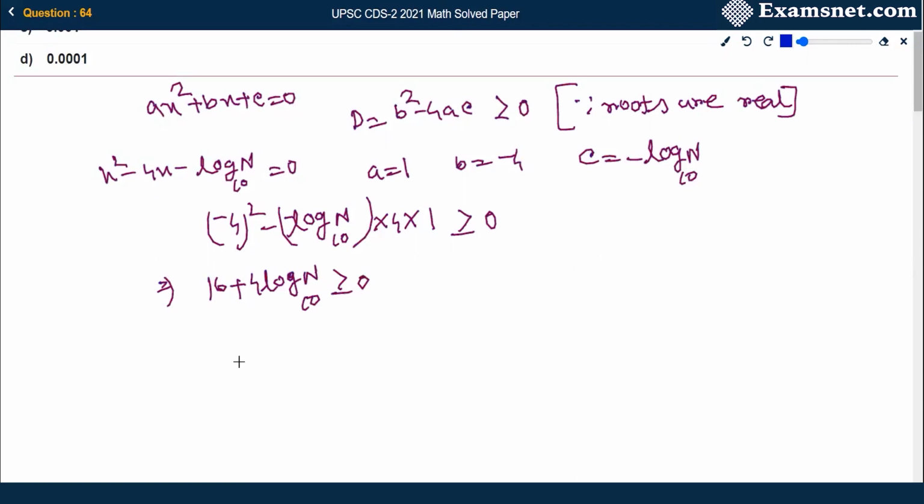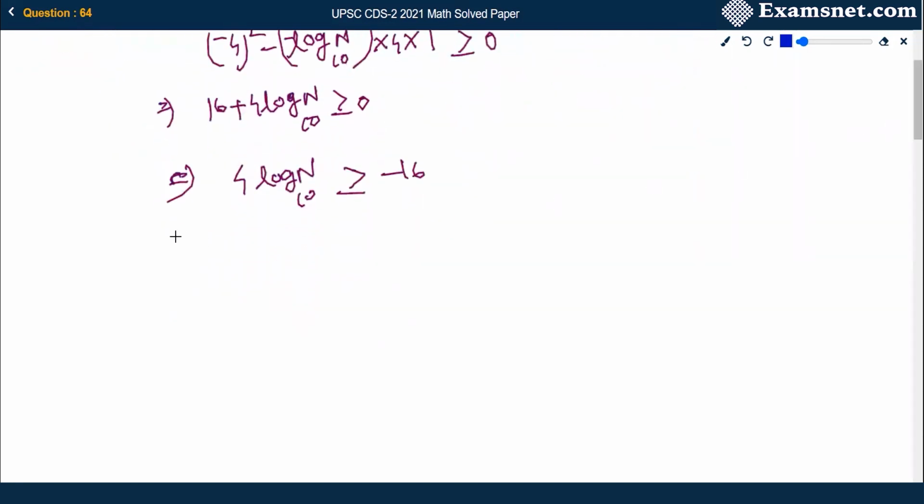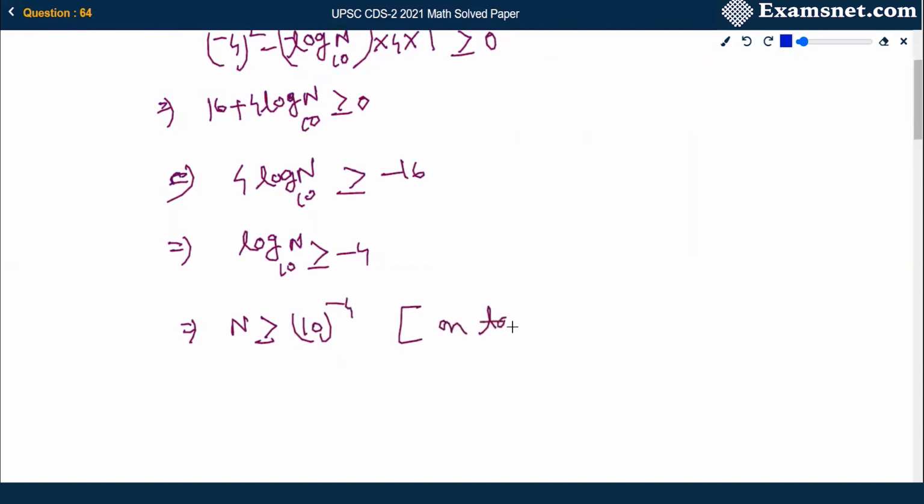So it will be 4 log n to the base 10 greater than or equal to minus 16. If we subtract 16 from both sides, next we will divide by 4 on both sides, so minus 4. Now we can write n greater than or equal to 10 to the power minus 4, on taking anti-logarithm.